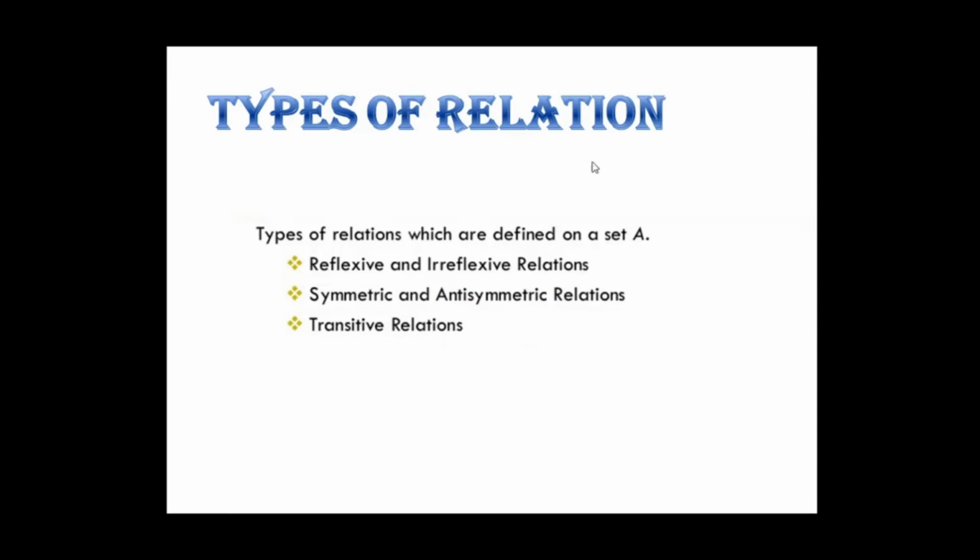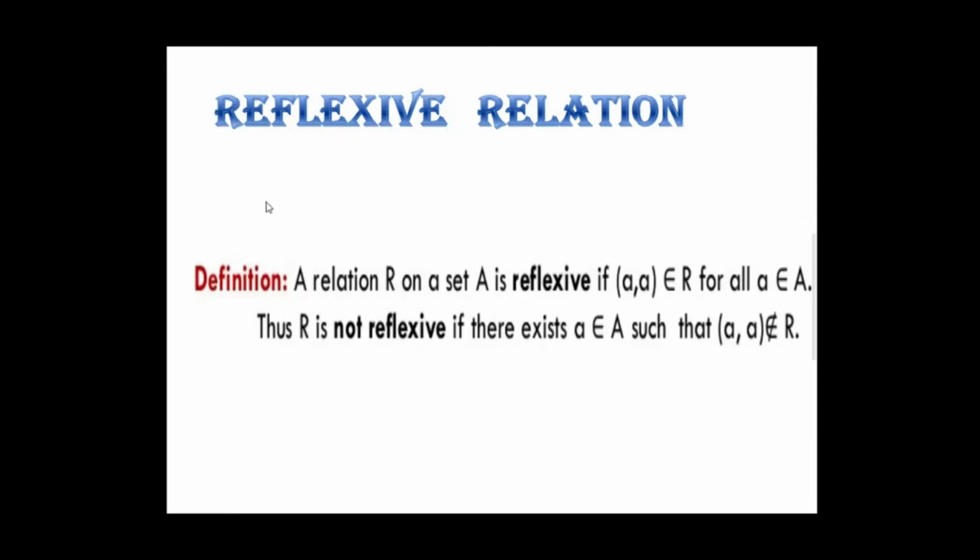Now let's see the types of relations. A relation defined on a set A can be reflexive or irreflexive, symmetric or anti-symmetric, and transitive. The first one is the reflexive relation. A relation R on a set A is reflexive if (a, a) belongs to the relation R for each and every element of set A.